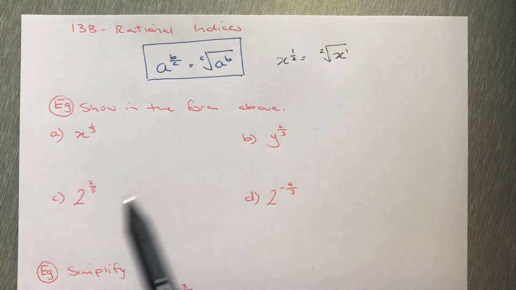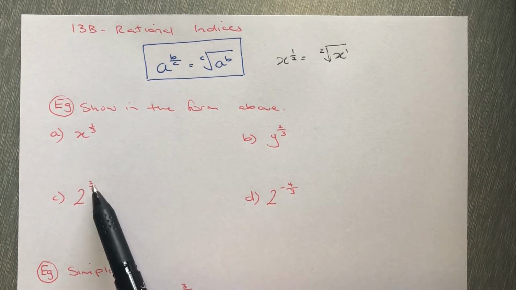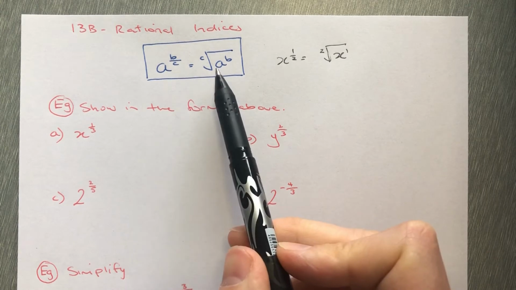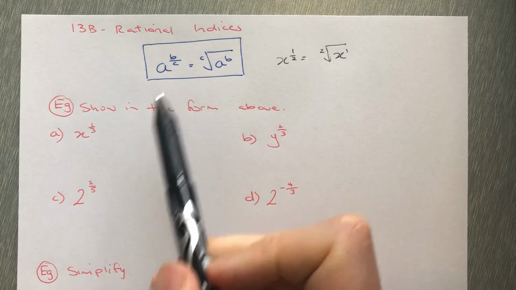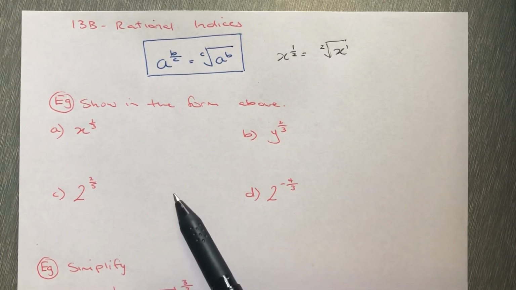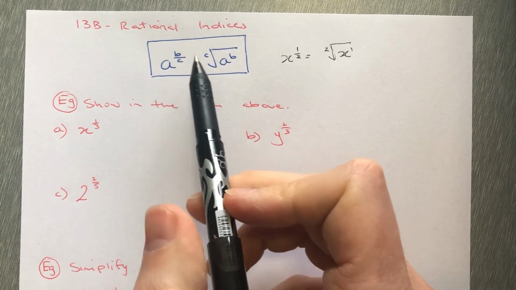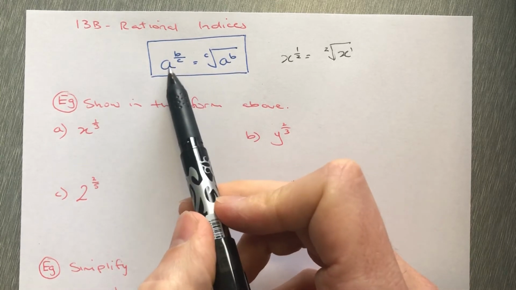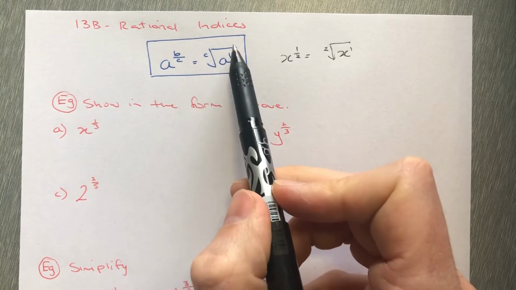But if I look at something like 2 to the power of 2 fifths, off the top of my head I have no idea what that is. It might help me a little if I change it between these two forms. So let's do that for these four here and see if we can get our head around it. With the rule, we've got a fraction as our power. The top of the fraction is the power of whatever our base is, and the denominator is whatever root it is.